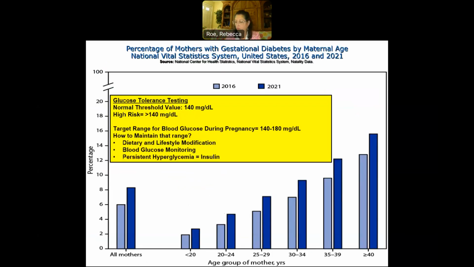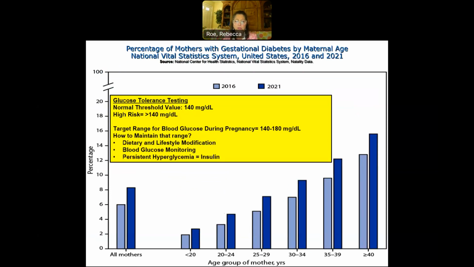So let's talk a little bit about gestational diabetes. And this is defined as any degree of glucose intolerance with its onset during pregnancy. These are the latest statistics we have from the CDC. And this is the age of mothers from 2016 to 2021.